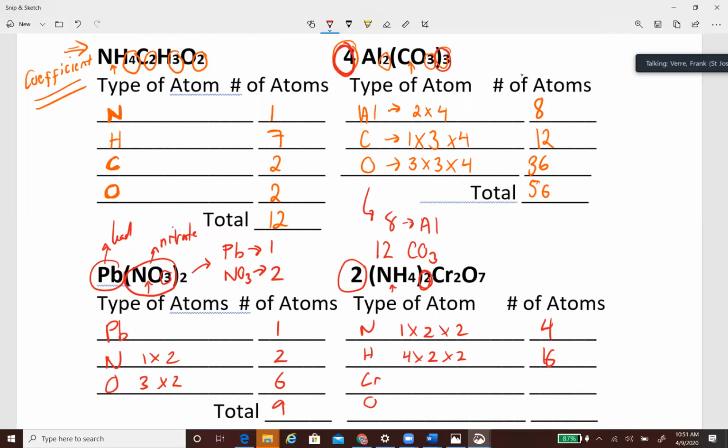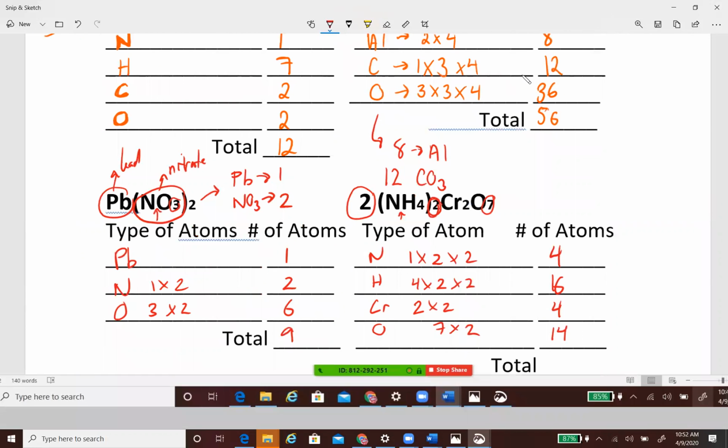And for chromium, there's just a subscript times the coefficient, that gives us 4. And for oxygen, there is a subscript times the coefficient, so that would give us 14. So the total number in this case would be 38.